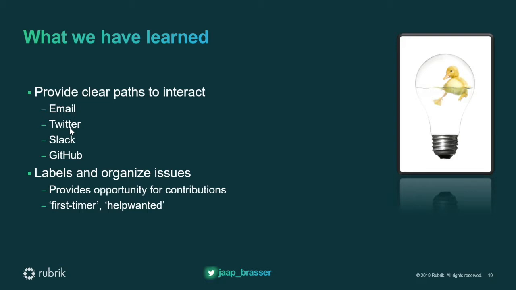The labels that benefited us the most were actually the first timer and help wanted. So what I've been doing is going through our repositories and finding some easy fixes and tagging them as help wanted and first timer. So if you find a small spelling error or a small mistake in one of the repositories, instead of fixing it myself, I would just raise an issue and kind of hope it would get picked up, or throw it on an internal Slack channel, or throw it up on Twitter and see if anyone wants to step up to the plate here.